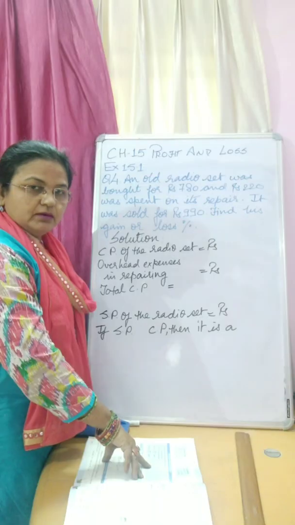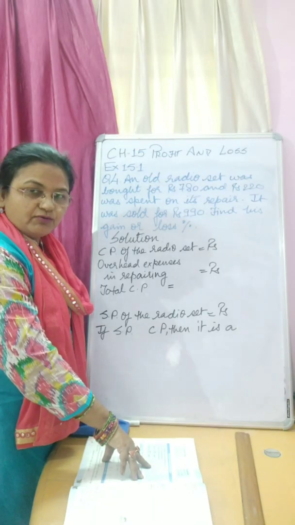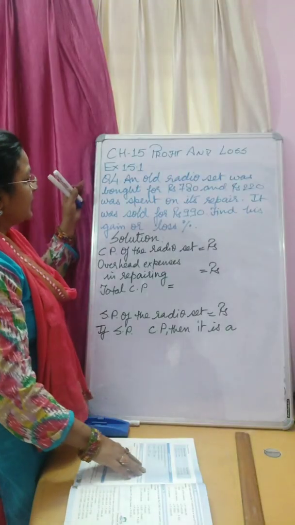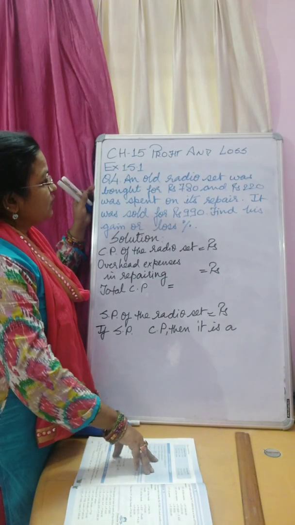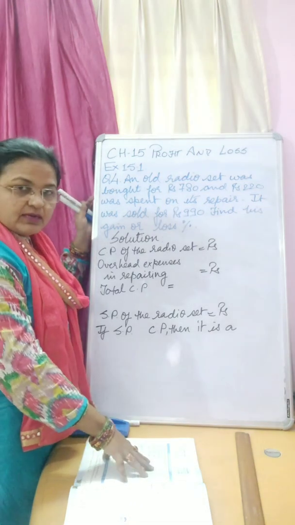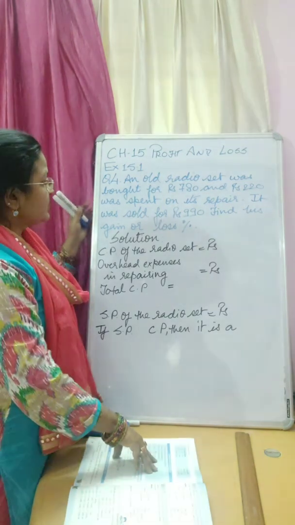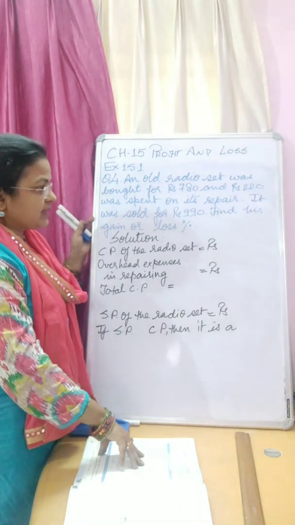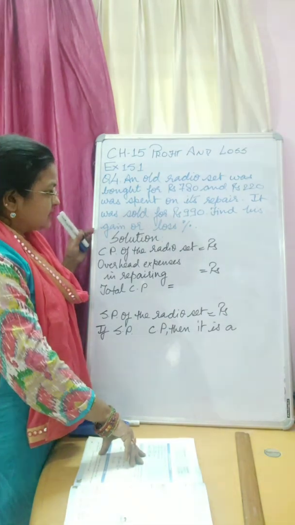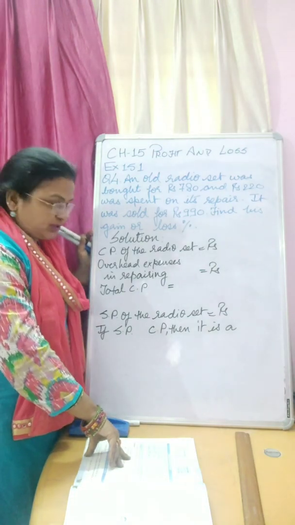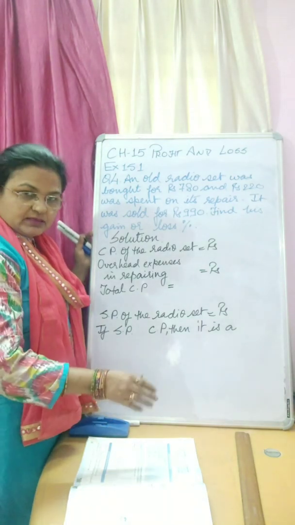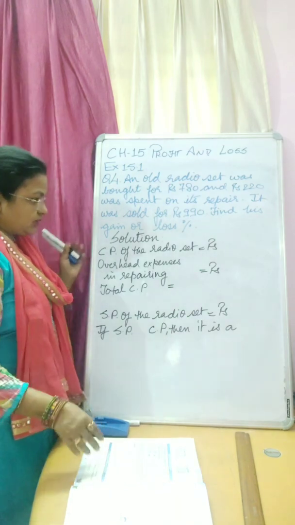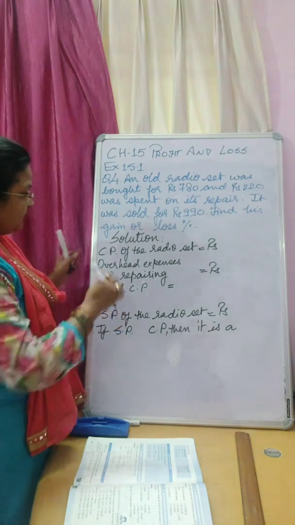Thank you, children. Children, now let us do question number 4 of exercise 15.1, profit and loss. Question number 4 says, an old radio set was bought for rupees 780 and rupees 220 was spent on its repair. It was sold for rupees 990. Find his gain or loss percent. So first of all, we'll find it is a gain or a loss, and then we'll find the percent of gain or loss.